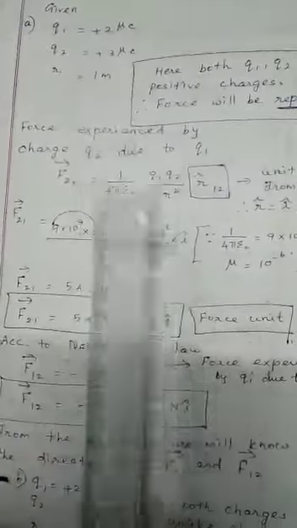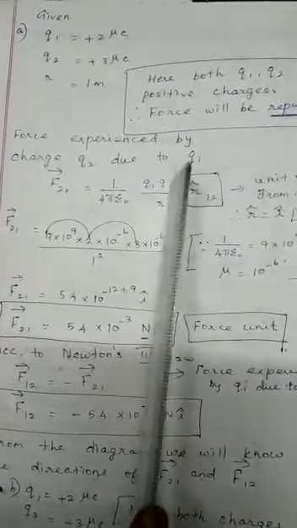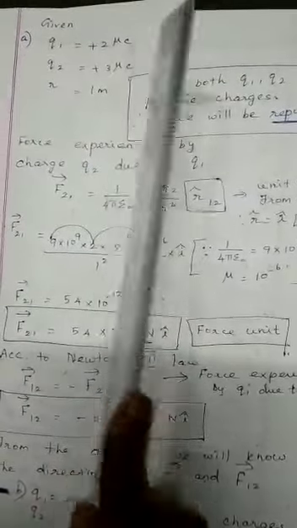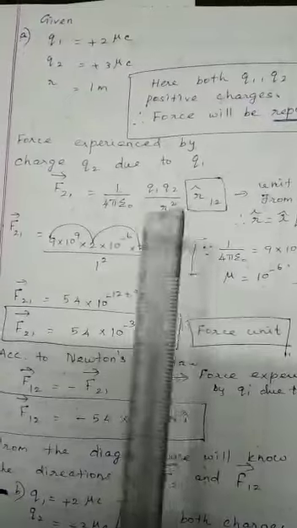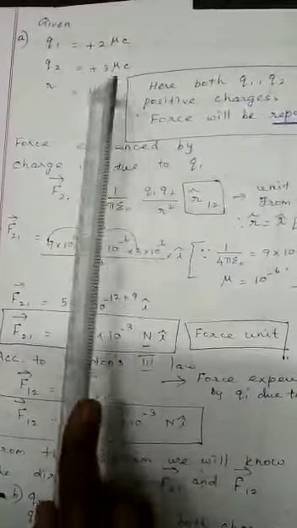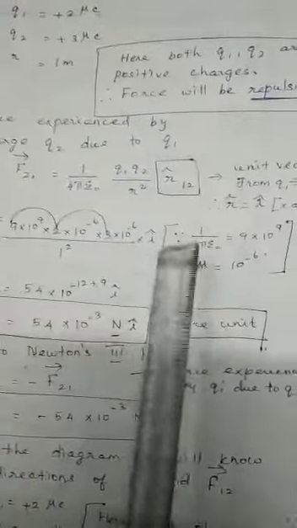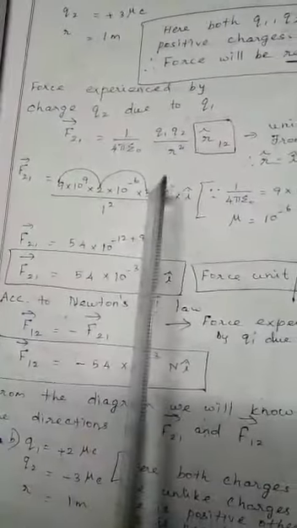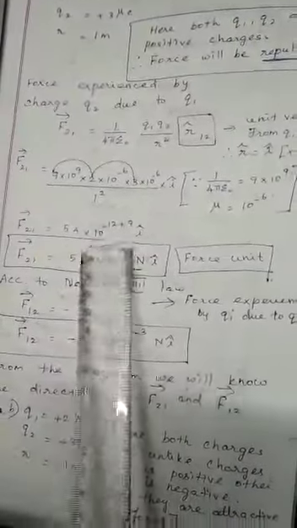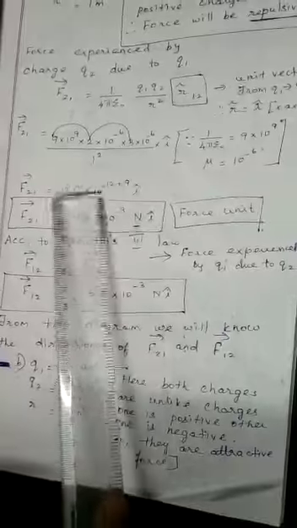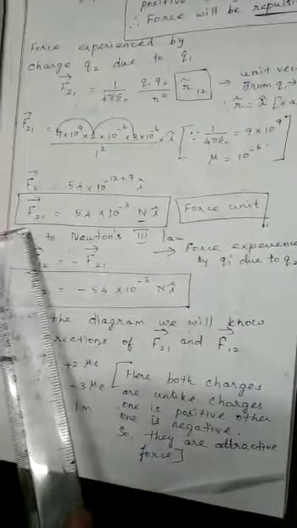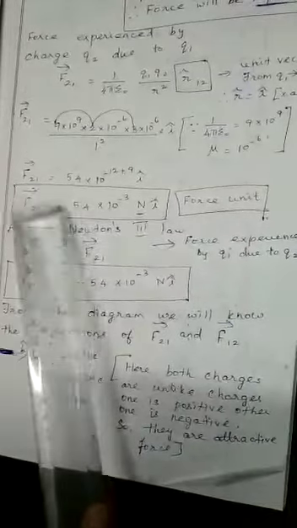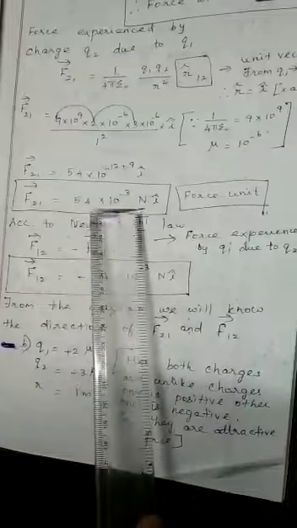The first charge Q1 is plus 2 microcoulomb, so 2 into 10 power minus 6. The second charge Q2 is plus 3 microcoulomb, that is 3 into 10 power minus 6, divided by R squared, where R is 1, so 1 square, into the unit vector, which we write as i cap. Now 9 into 2 is 18, and 18 times 3 is 54. So 54 into 10 power minus 3, since minus 6 and minus 6 combined with 9 give this. So F21 vector is 54 into 10 power minus 3 Newton i cap. Newton is the unit for force.